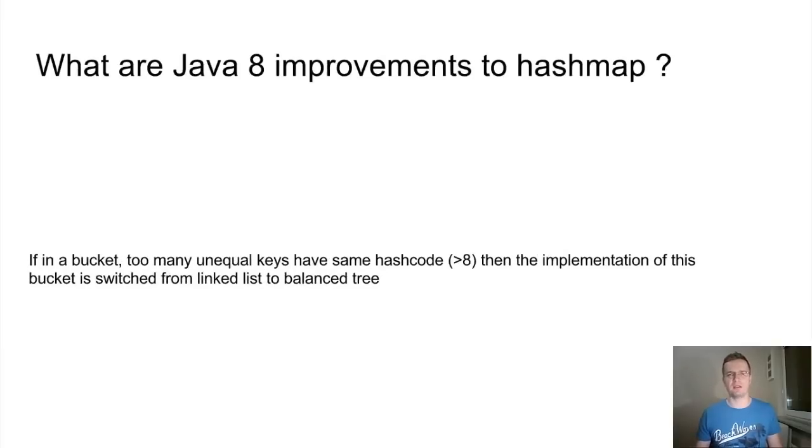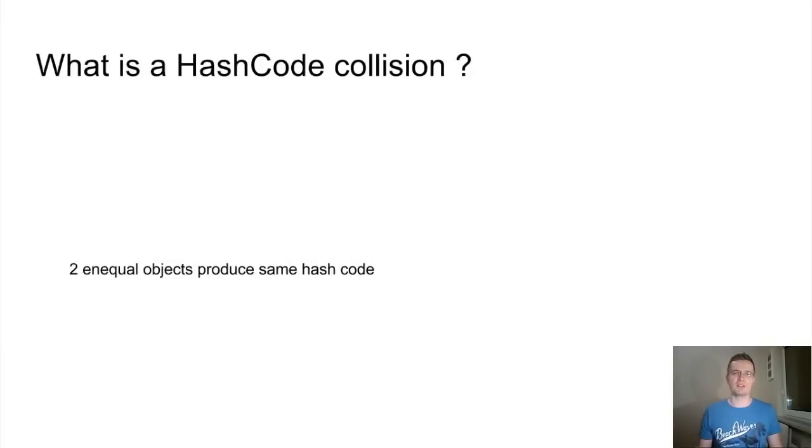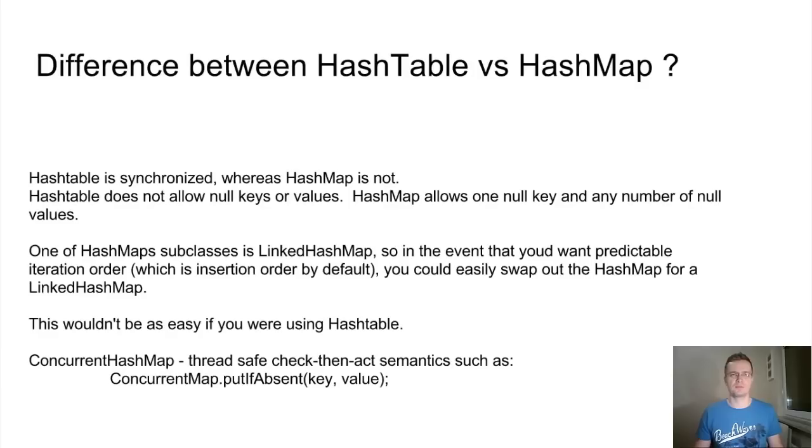What are Java 8 improvements to the HashMap? If in a bucket too many unequal keys have the same hash code, then the implementation of the bucket will be switched from the default linked list to a balanced tree, which will optimize the performance of the HashMap. What is a hashCode collision? It is a situation when two unequal objects produce the same hash code.